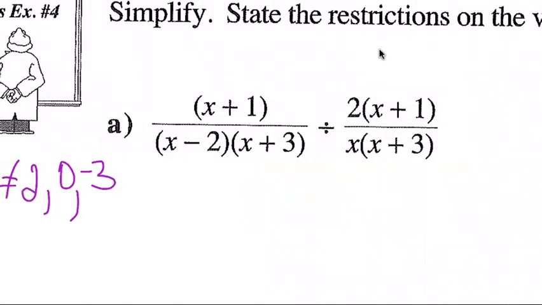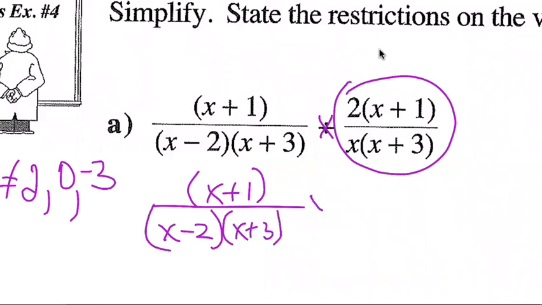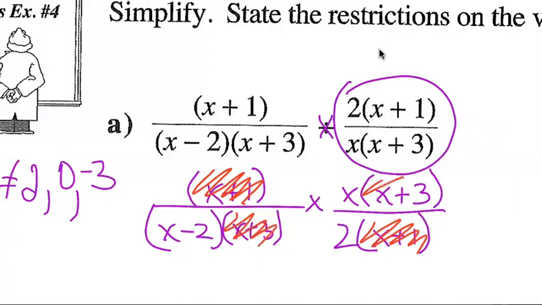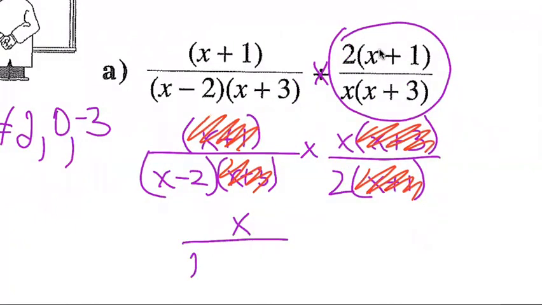Okay, now this is division, so I'm going to flip this and multiply, so this becomes x plus 1 all over x minus 2, x plus 3 times x plus 3 all over 2 bracket x plus 1. Now it's multiplication. Now I can start to cancel. This x plus 1 and this x plus 1 will cancel. This x plus 3 will cancel with this x plus 3. That's going to leave me x times 2, divided by 2 times x minus 2.